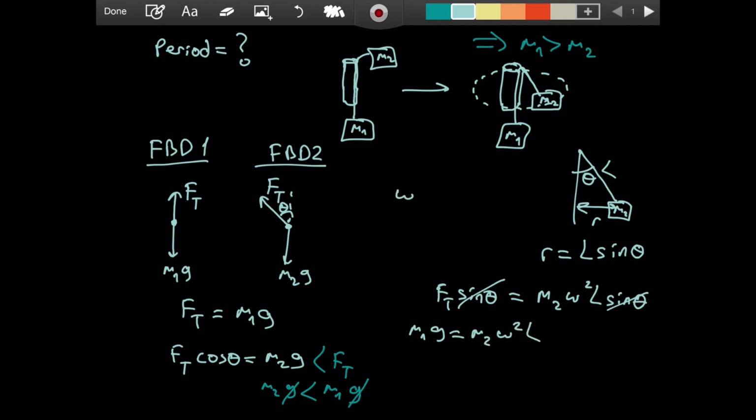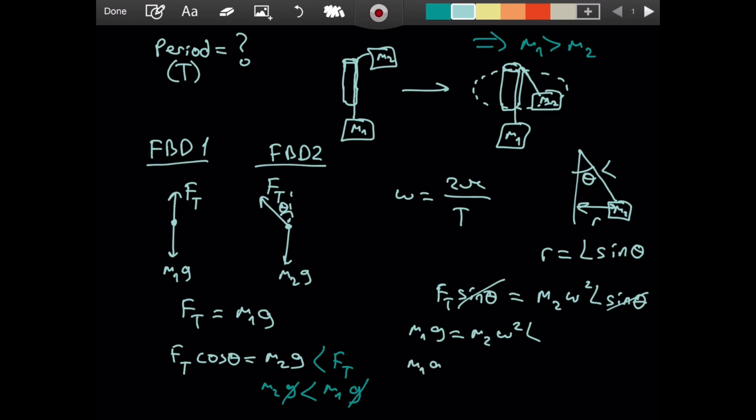Now, we know that omega is equal to 2 pi over T, since this is a uniform circular motion. And T here is not the tension, excuse me. T is the period. It is this period that we're looking for. We said this because when mass 2 goes around the circle once, it covers 2 pi radians, and it takes a T amount of time to do that. So the angular velocity is 2 pi over T.